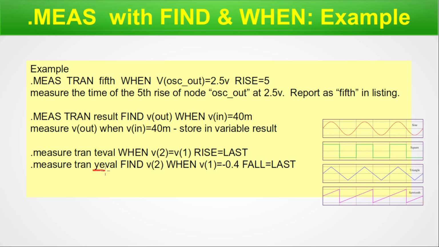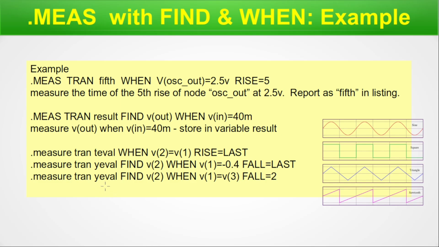Measure tran y eval, find V2 at the last fall. So this is V2, this is the last fall when V1 is equal to 0.4. So this is V1 and also here this is 0.4 and it is minus, and we drop a marker here and we find the value here. That means we get the y value. Earlier we were getting the t value. T value means x value. Y value means we are getting the voltage value.